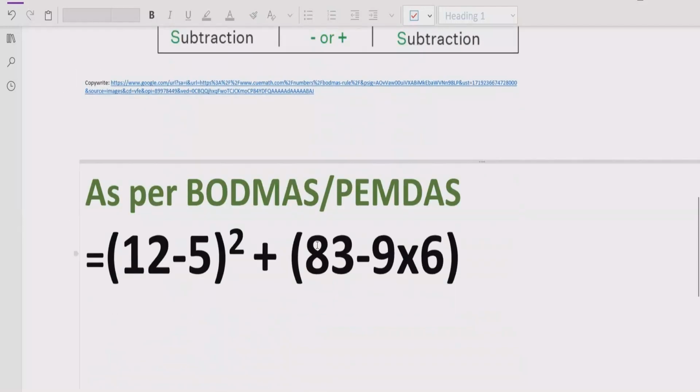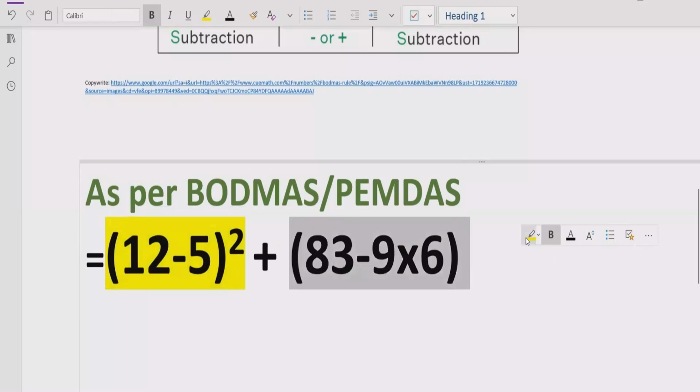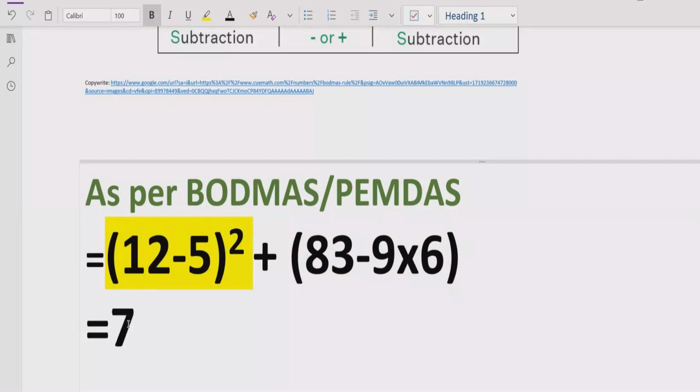Now move forward to solve the given expression. According to the BODMAS and PEMDAS rule, first of all, we have to solve all brackets. But here we have the exponent part. So we will solve this part one by one. Here we have two brackets, one is this one and the other one is this one. So we have to solve each bracket at a time. First of all, we will solve inside the bracket, 12 minus 5, which is equal to 7, and 7 raised to power 2 because outside it is 2.